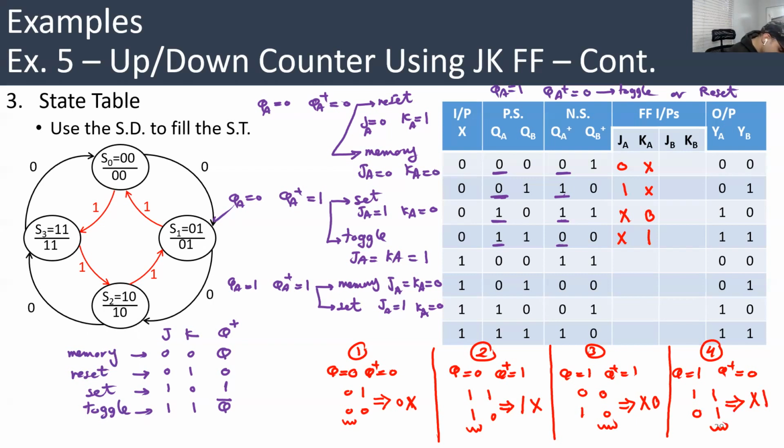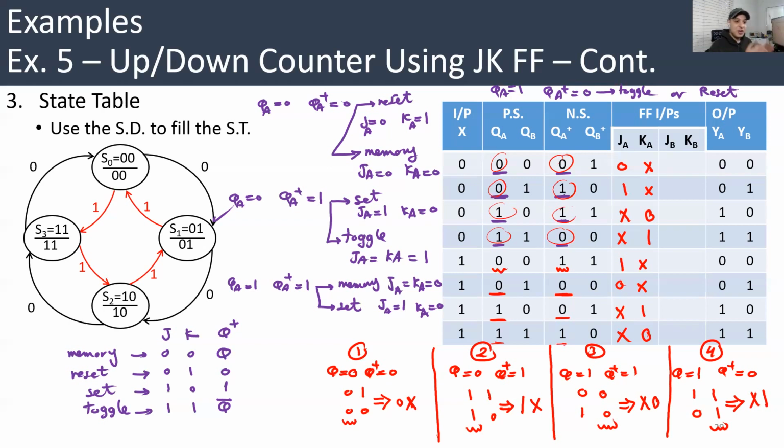Let's check. So the fifth row here, 0, 1. We did the 0, 1 before. It was 1x. Very nice. 0, 0. We did the 0, 0 before. It's the first row here. It's 0x. 1, 0. We did the 1, 0 before. It's x1. Finally, 1, 1. We did the 1, 1 here. It was x0.